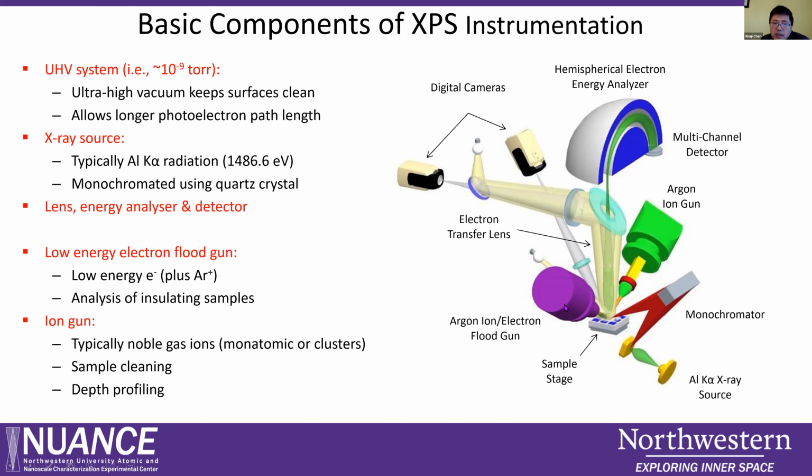This is a flood gun. In this instrument, we use an electron and argon ion combination to do charge compensation for insulating samples. Here is the camera. So this is basically the setup of the major components of the XPS instrument.